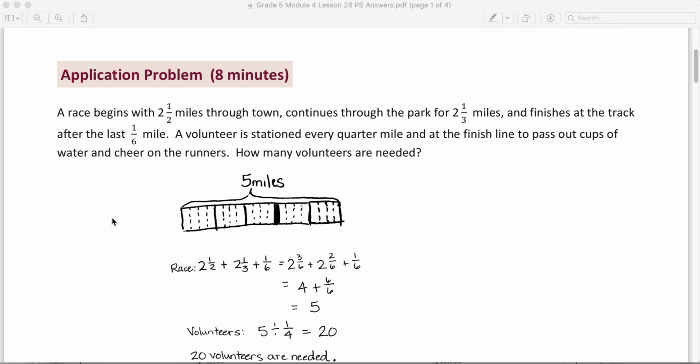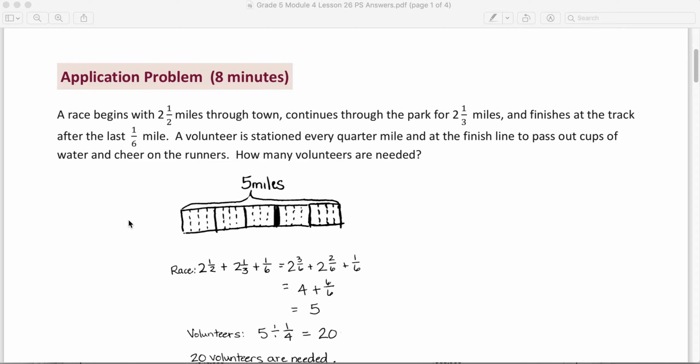I have to tell you that I had a group of friends last fall do the Chicago Marathon, and I was actually the volunteer stationed at one of the quarter miles, toward the end of the 26.2 mile run. So these are like real life problems.